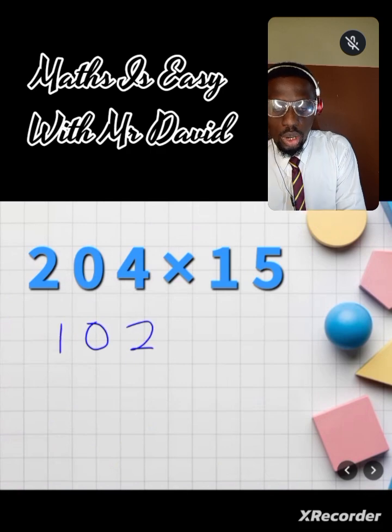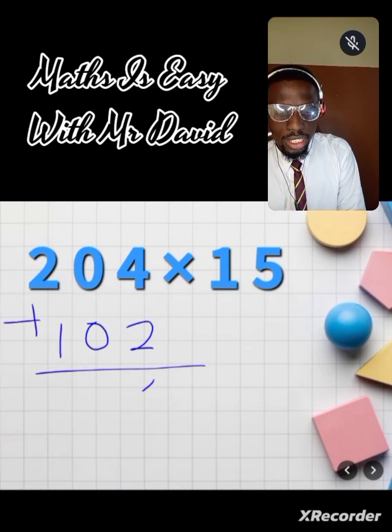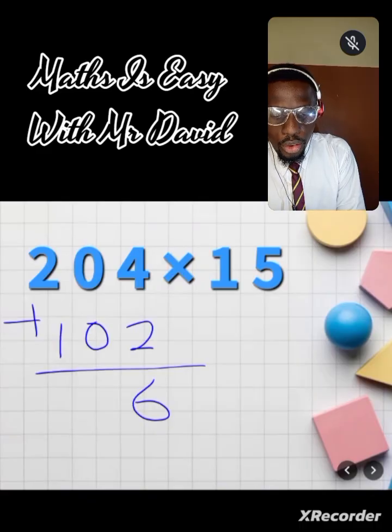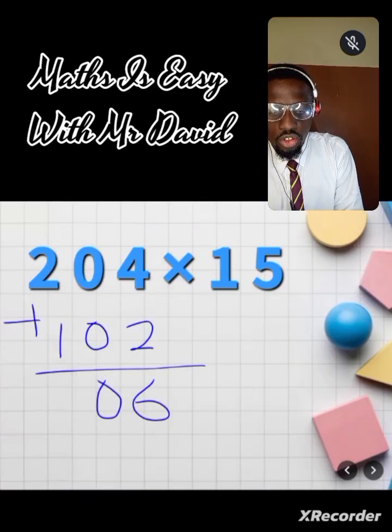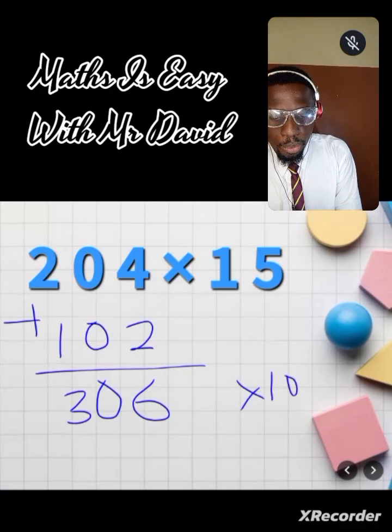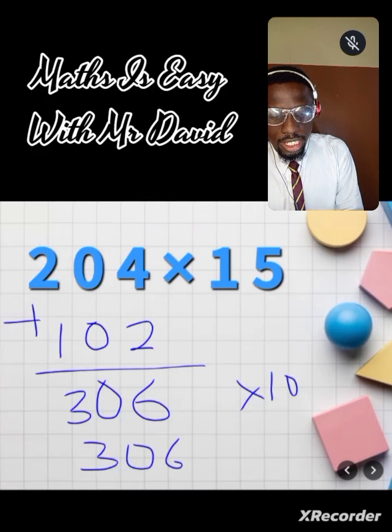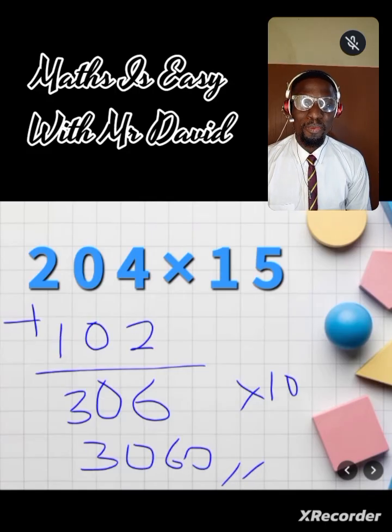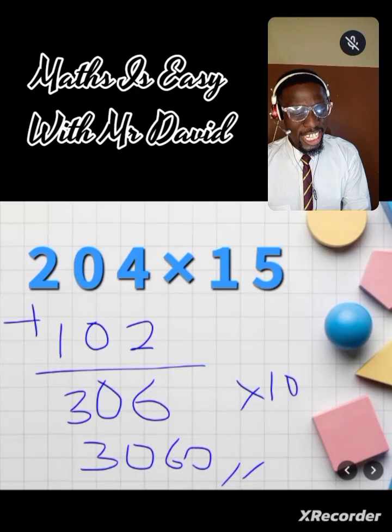So I need to add the two of them together. 4 plus 2 gives me 6, 0 plus 0 is 0, then 2 plus 1 is 3. So 306 multiplied by 10, remember it's the same thing as adding 0 at the back, which will simply give me what? 3060. And guess what? That's the answer. That's super fast and super easy.